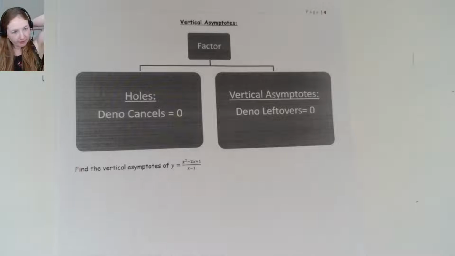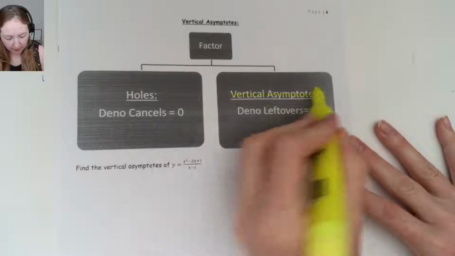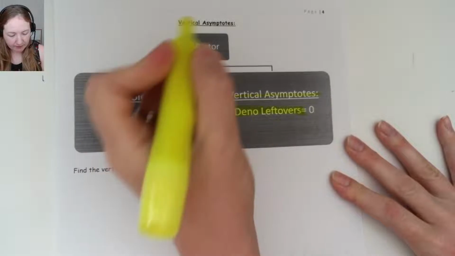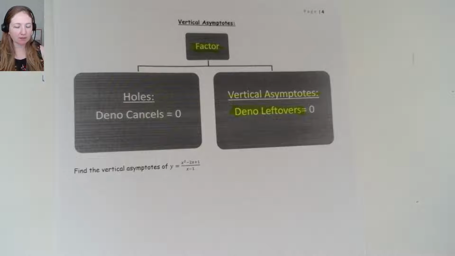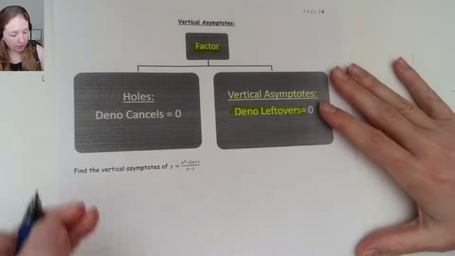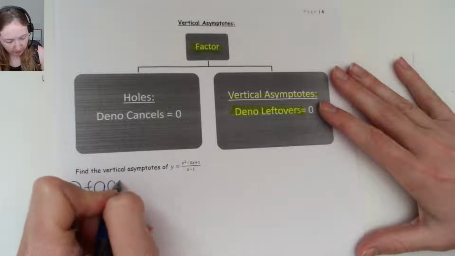Right, just a quick reminder about vertical asymptotes. For vertical asymptotes, remember it is where the denominator is left after you factor it. So it's not as simple as just setting the denominator equal to 0. We first need to factor.